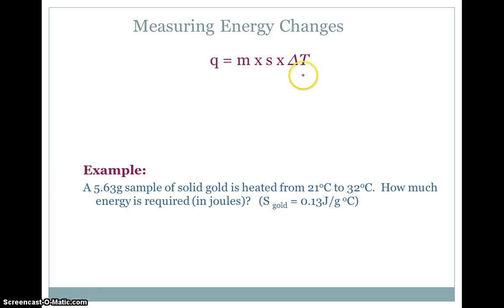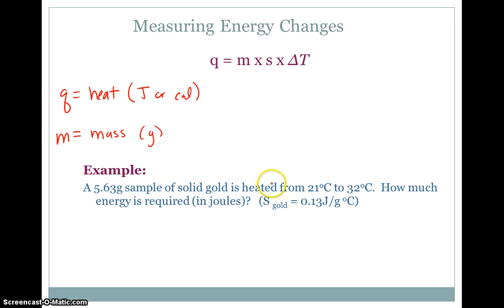And the calculations are all based off this equation, Q equals m s delta T. What do all these letters mean? Q we know means heat, and the unit that it will be in is either going to be joules or small chemistry calories. M is mass. It always has to be in grams. S is your specific heat, and that's going to be in joules per gram degree Celsius, and your delta T is going to be your temperature change.